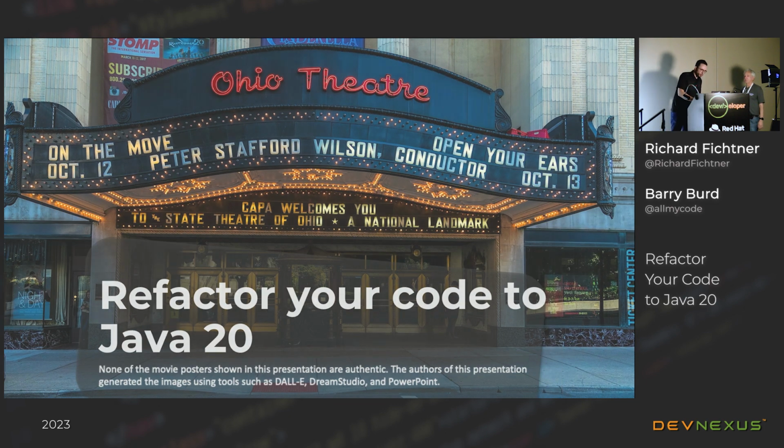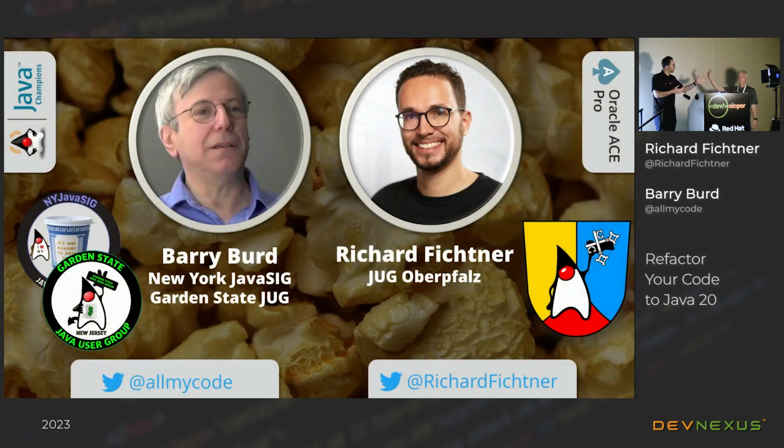Your speakers are Professor Barry Burd from the New York Java SIG, Java Special Interest Groups, and Garden State Java User Group. And Richard is from JUG Oberpfalz. Very good pronunciation. Thank you. This is in Bavaria, but nobody cares for that.